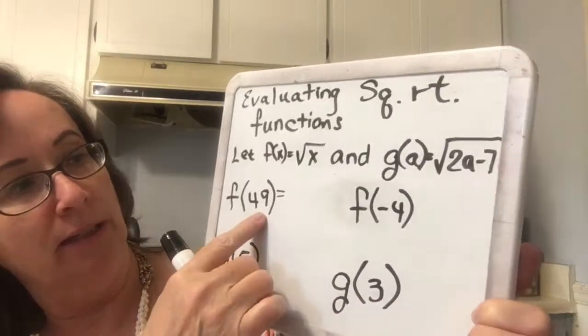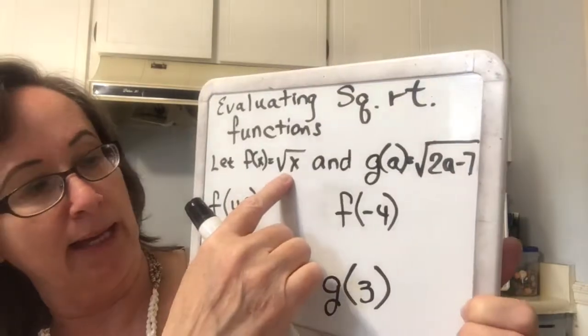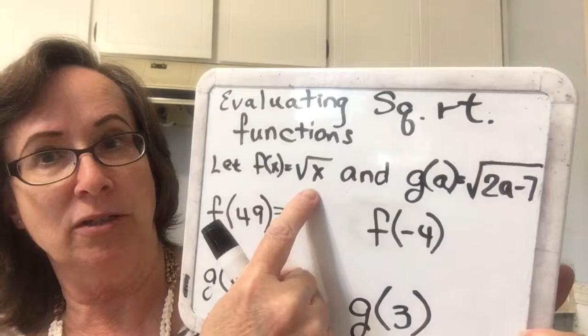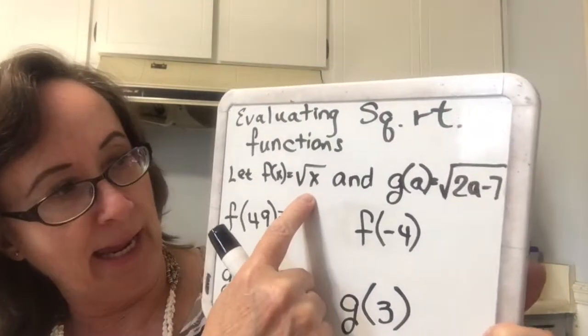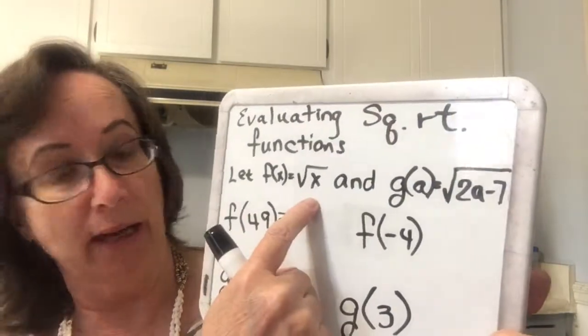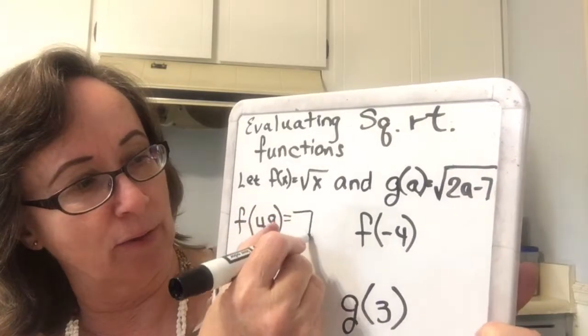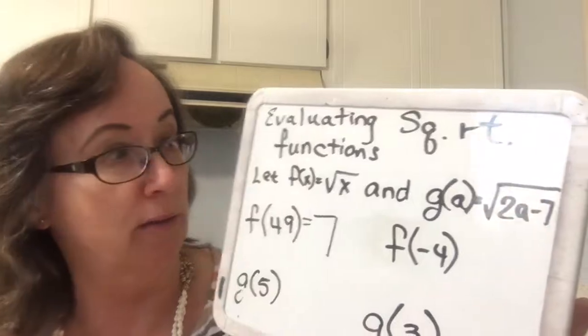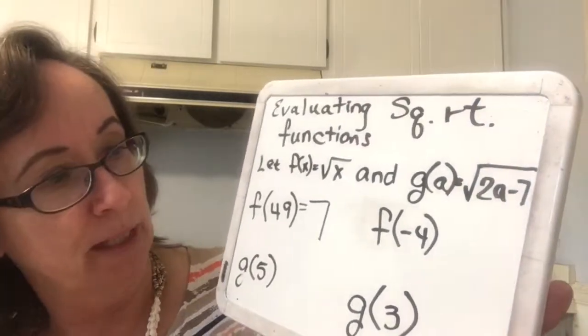The f function is the square root of x. So I'm going to slide the 49 into the square root of x, and I get the square root of 49, which is 7. Remember, they always mean the principal root when you see the radical sign already put there for you.